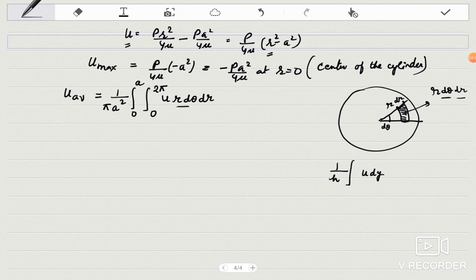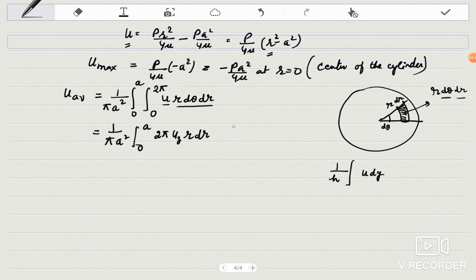Similarly here, this is the cross sectional area multiplied by u, and if you integrate for the limits of theta and r, it will cover the whole cross section. So it is u average. It may be solved. First you integrate with respect to theta, put the limits, so it will be 2 pi uz r dr. Now you may put the value.